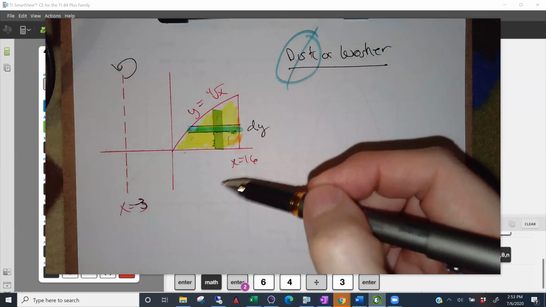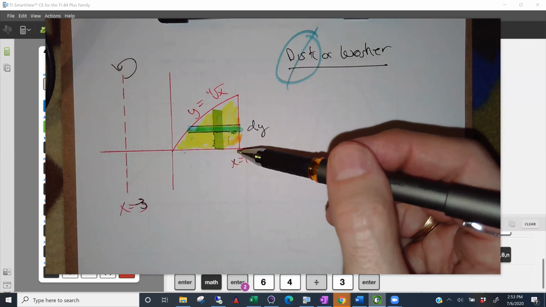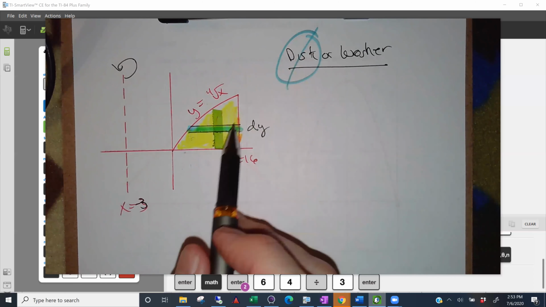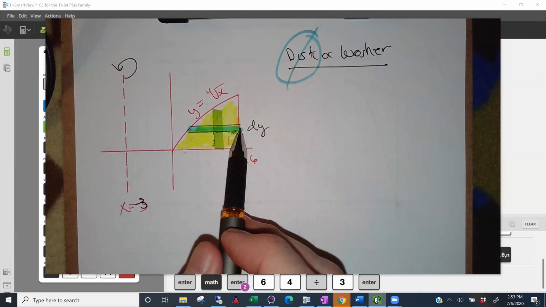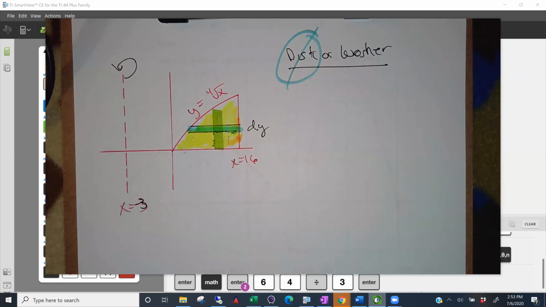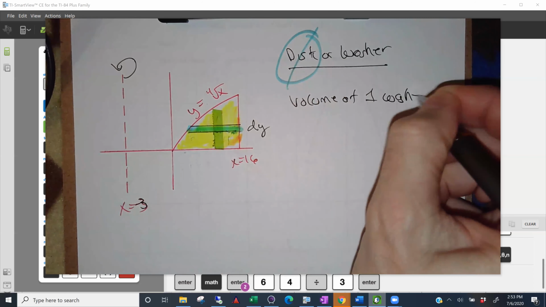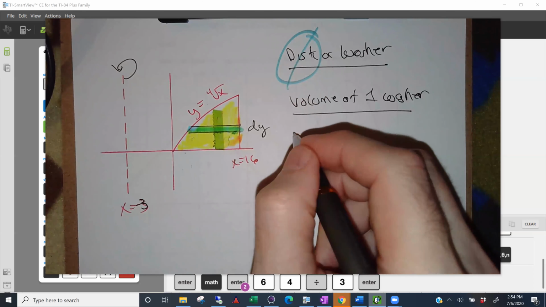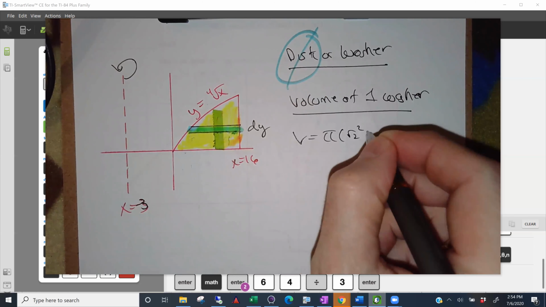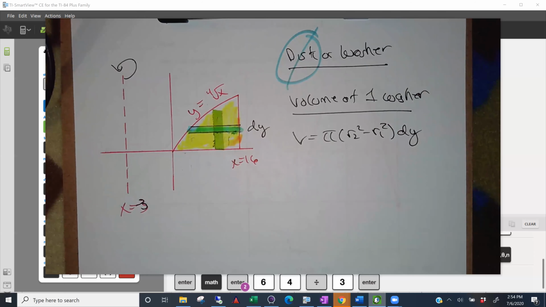So for instance, if I rotated this around the line x equals 0 or the x-axis, y equals 0, then that would be a disc method. If I rotated around the line x equals 16, again, that would be a disc method because my area would be completely flush there. But other axes of rotation are going to be a washer method because there's going to be that gap. So let's find the volume of one washer. That's going to be volume equals pi times R2 squared minus R1 squared times dy. It's important that we note that dy thickness.